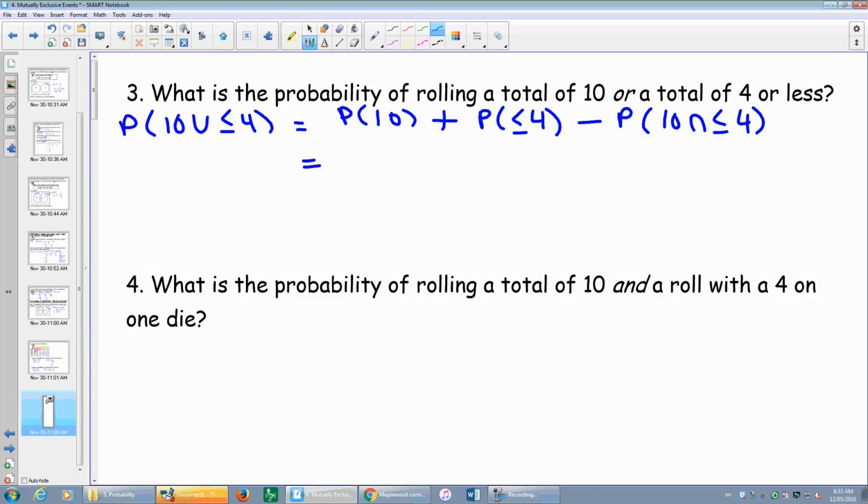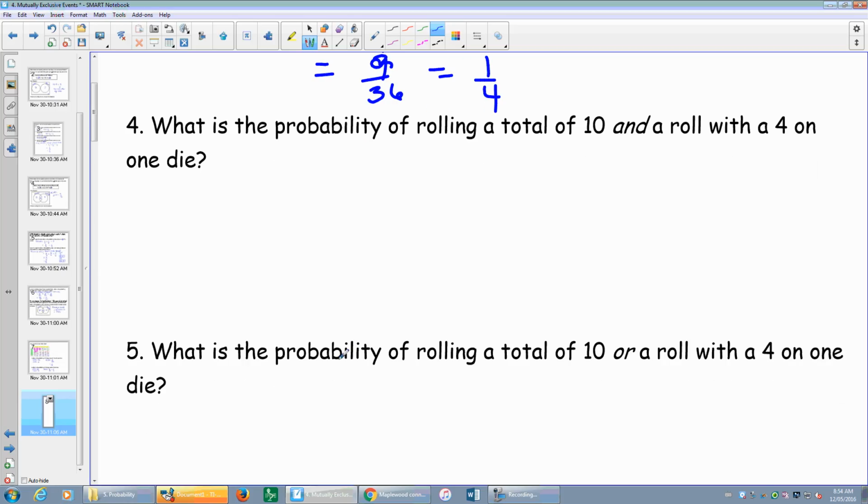So the probability of rolling a 10, we said was 3 over 36. I add that with the probability of rolling a number less than or equal to 4, which is 6 over 36. And I minus the probability of rolling a 10 and less than 4. Well, that's impossible. You can't roll a 10 and have it less than 4 because 10 is greater than 4. So that would be 0. So my total probability would be, what, Mike? Okay, 9 over 36, which is 3 over 12, which is another way of saying 1 over 4.